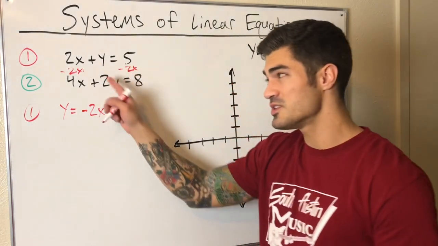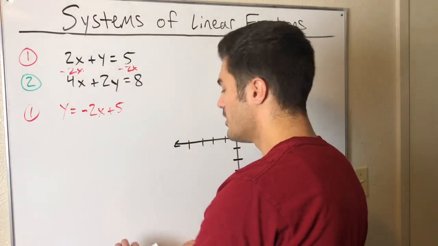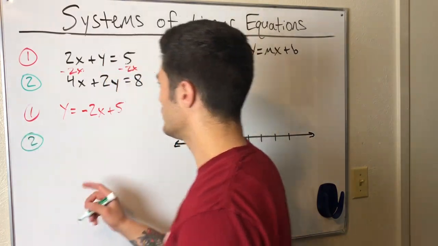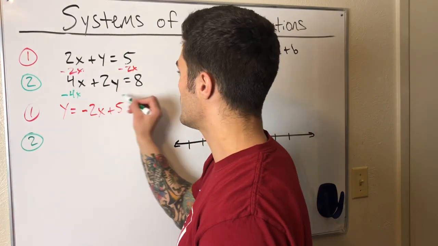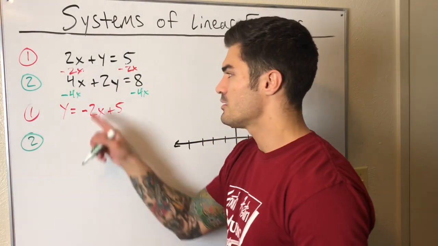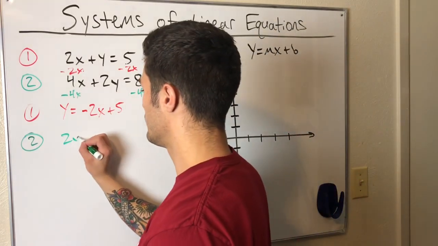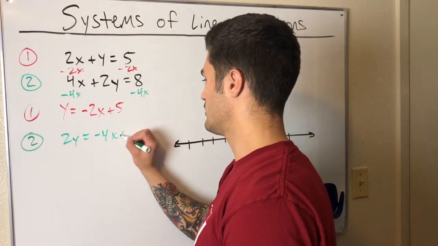So a lot of times in one step you can get y by itself. Not every time, but a lot of times. Okay, so now equation 2. Same thing, I'm trying to get the y by itself, get it into y equals mx plus b form. So I'm going to subtract 4x from both sides. Let's see, so that 4x is gone, and I have 2y on the left-hand side. And on the right-hand side, I have -4x plus 8.